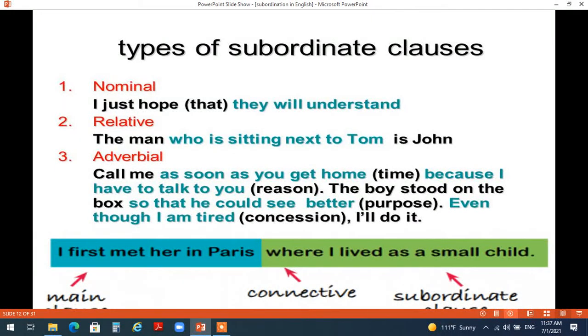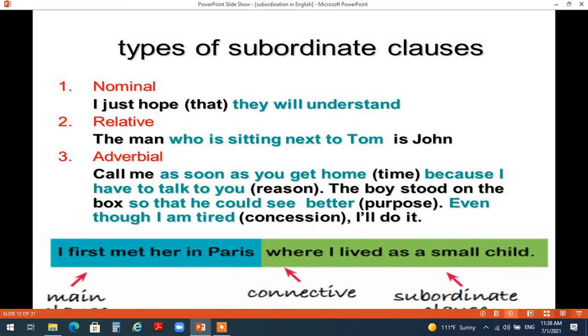Now we come to the types of subordinate clauses. In fact, there are three types of subordinate clauses. These three types are nominal clauses, just like I just hope that they will understand. Or you have relative clauses, just like the man who is sitting next to Tom is John. Or we can have adverbial clauses, which express different semantic relations. For example, call me as soon as you get home.